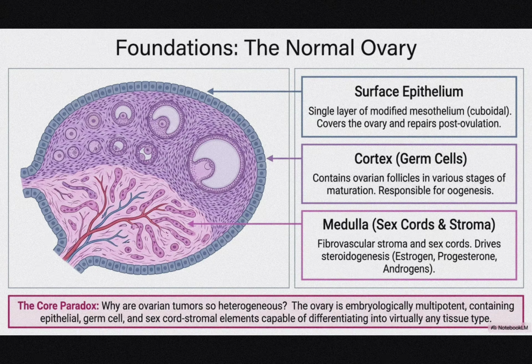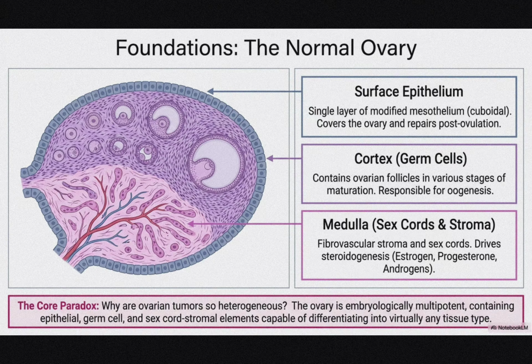Next, it has a cortex, which consists of germ cells. It contains ovarian follicles in various stages of maturation and is responsible for oogenesis. Next, inside it has a medulla, which contains sex cords and stroma. It is fibrovascular stroma and sex cords. It drives steroidogenesis, that is estrogen, progesterone and androgen.